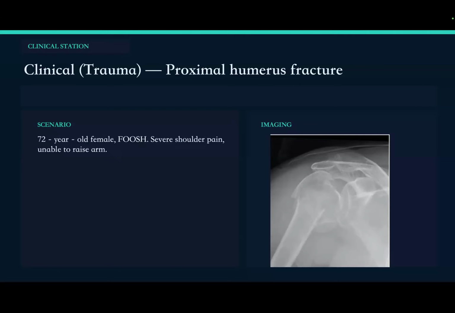For the investigation, I would like to have an X-ray, AP shoulder, scapular Y view and modified trauma axial view. We will consider a CT as well. Management, this patient, I can manage her in a collar and cuff and add her to the trauma list to be discussed with an upper limb consultant.